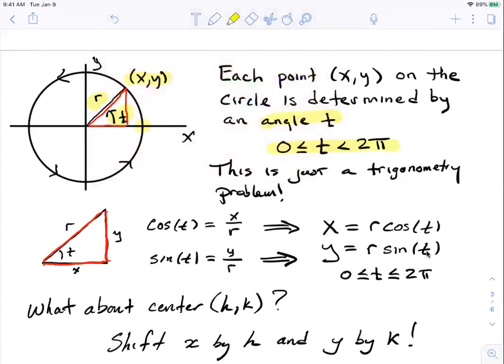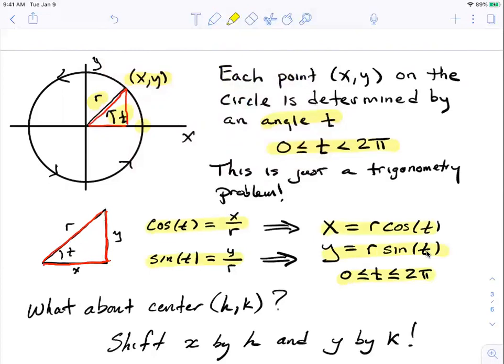Well, in trigonometry, if that angle is called t, then we're taught that the cosine is the ratio of the side length adjacent to it to its hypotenuse, and the sine is the opposite. And if we solve those things for x and y, well, there you go. x is r times the cosine of t, y is r times the sine of t. Take t between 0 and 2 pi, and you'll parameterize that circle counterclockwise exactly once.